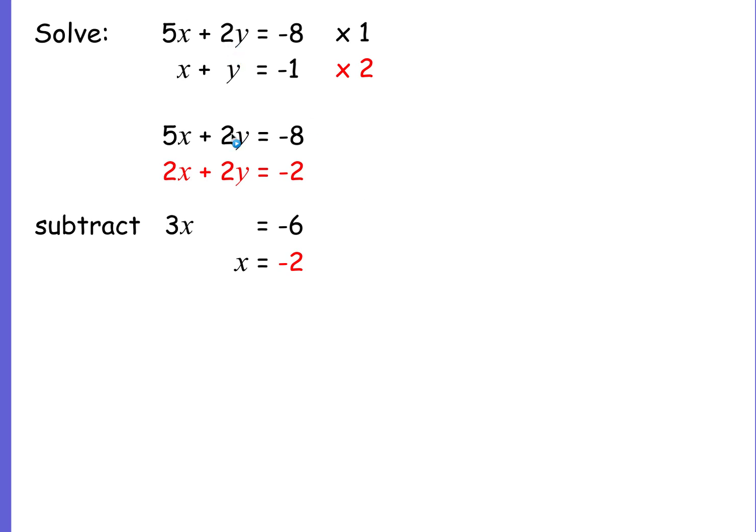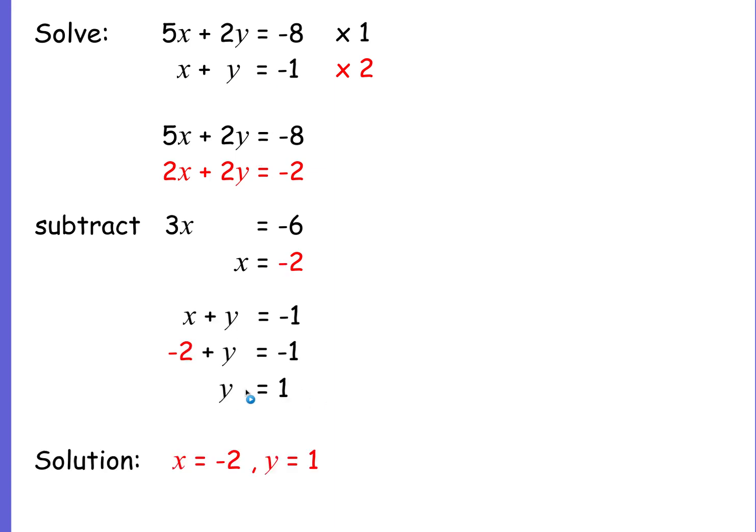So, made the y terms to be the same, carried out a subtraction so the y terms are eliminated. Now we know what x is. Pick the easiest looking equation, x plus y equals negative 1. Make x negative 2. Y is 1, that's the solution. X is negative 2 and y is 1. That's it done. This is just to point out an alternative.